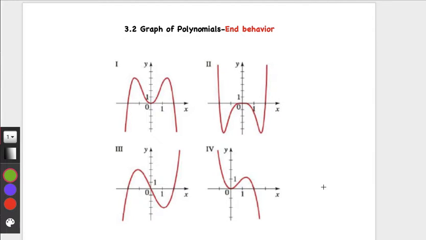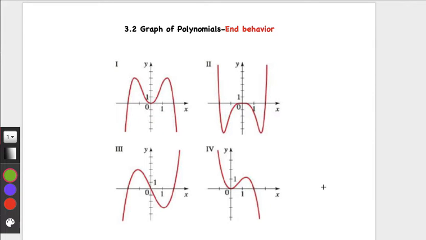Hello everyone, welcome back to our second topic of this unit. As we mentioned before, in this unit we are going to talk about polynomial and rational functions. Today we are going to start talking about graphs of polynomials.